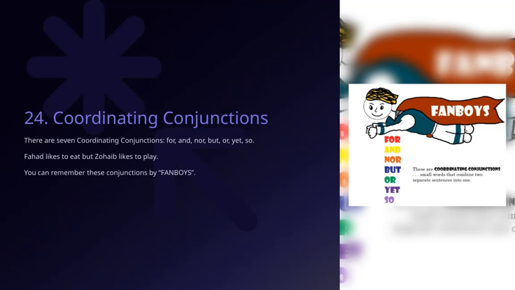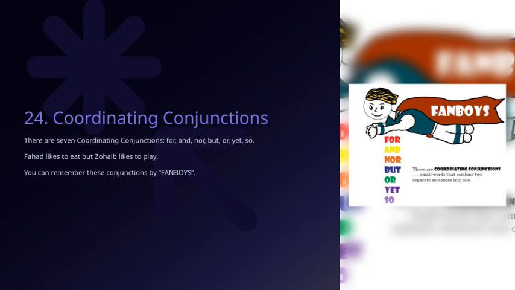Now let's talk about coordinating conjunctions. These are a special group of 7 words that connect parts of sentences together smoothly. The words are for, and, nor, but, or, yet, and so. You can remember them easily with the acronym FANBOYS.